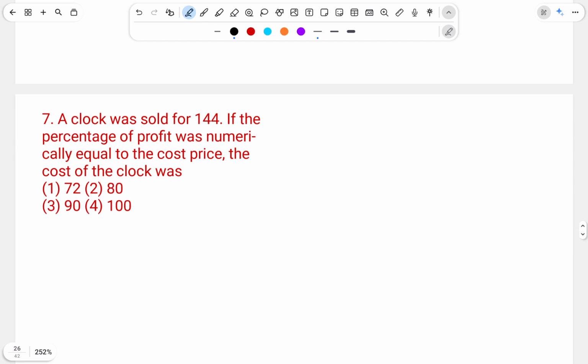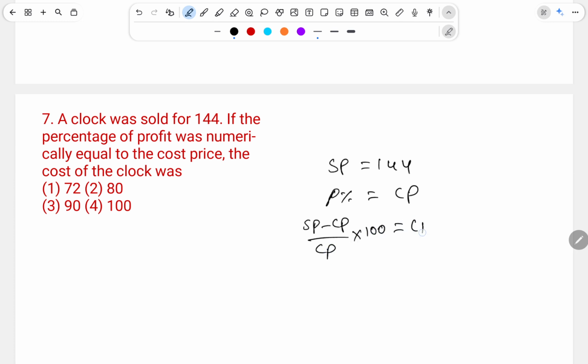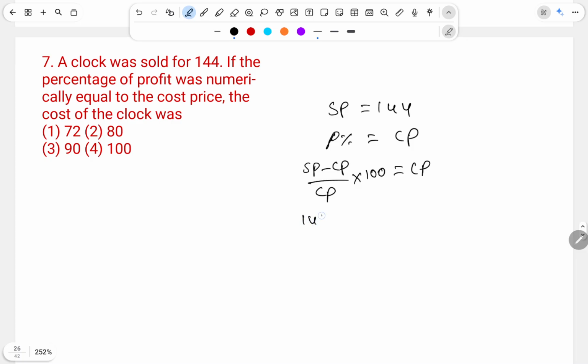A clock was sold for 144. If the percentage of profit was numerically equal to the cost price, what was the cost of the clock? They are saying a clock was sold for 144. SP is given, 144. The profit percentage is equal to CP numerically. So what is profit percentage? The formula is SP minus CP by CP into 100 is equal to CP. Now substitute the given value. 144 minus CP into 100 is equal to CP.